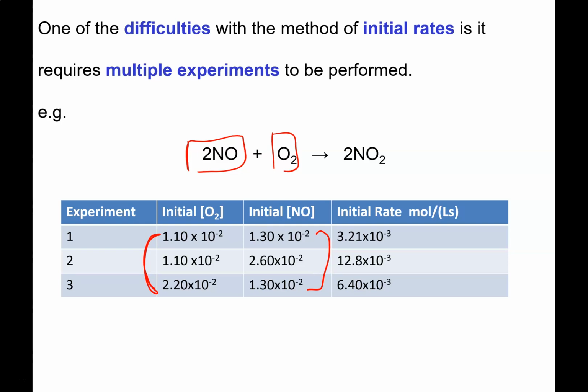So that's quite a lot of work. We've got to do at least three experiments in order to determine the rate law. And we probably want to do a fourth one just to make certain that we haven't made an error.